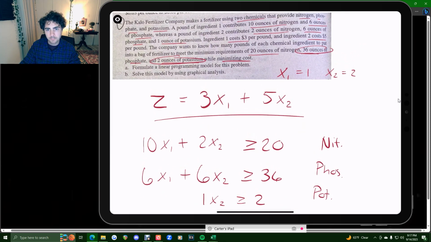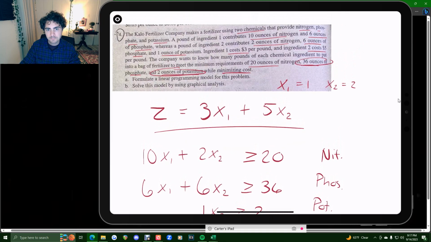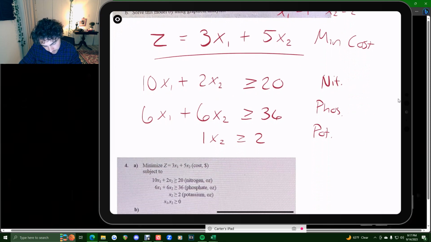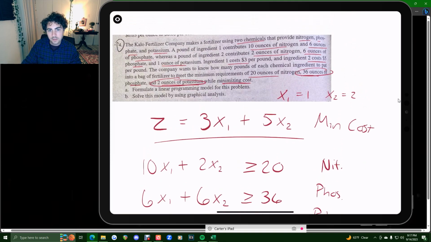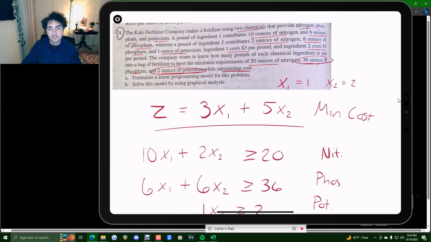What am I forgetting? That might be all I have here. So we're minimizing cost, and these are our constraints. Let's see what they have. Minimize this, that's the cost. Checks out. Everything else looks solid, and I guess just the fact that x1 has to be greater than or equal to 0, and x2 also has to be greater than or equal to 0. It's just stating that the number of pounds cannot be a negative number.